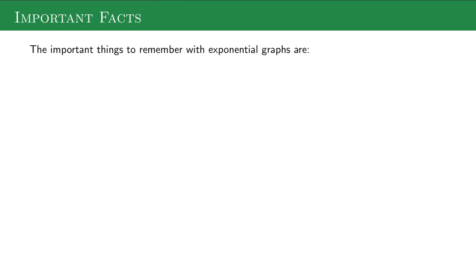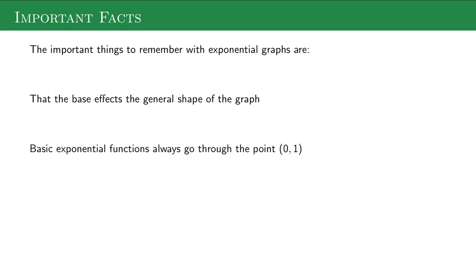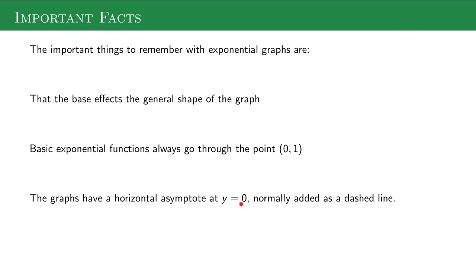If you look at those, there are important things to remember. Again, the base affects the general shape, you can be going slow and up or down and level off. All these exponentials are going to go through 0, 1. And they all have this horizontal asymptote at y equals 0. So whether it's a big x or a big b and you are on the left-hand side or the right-hand side, you kind of level off.